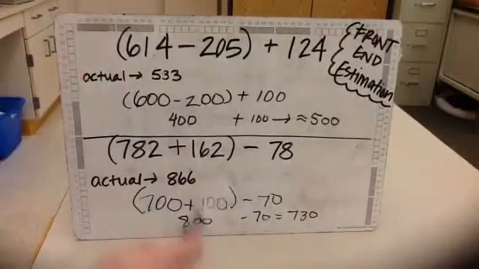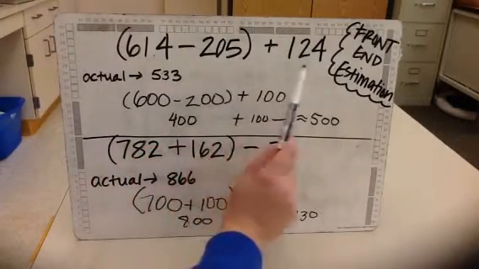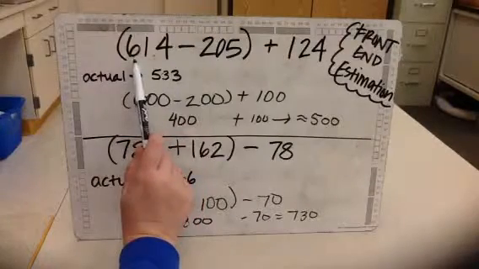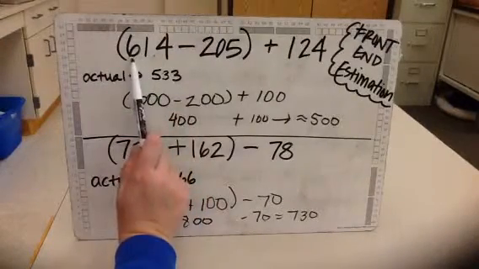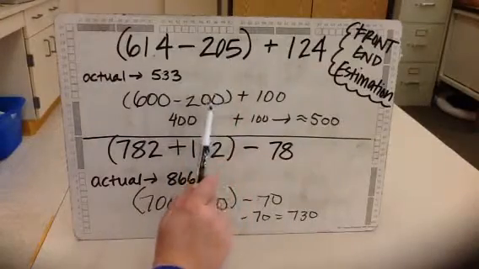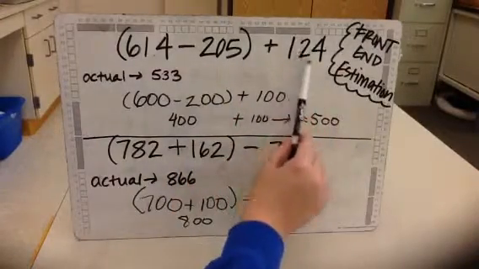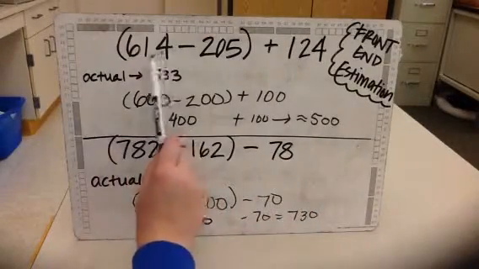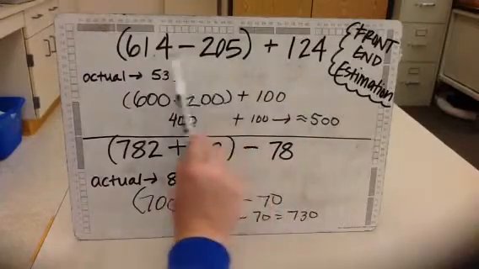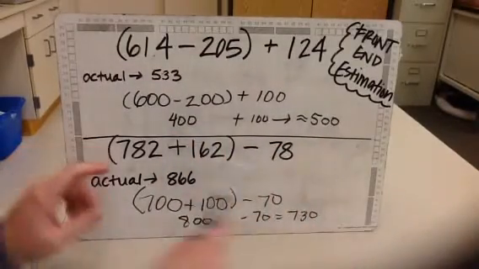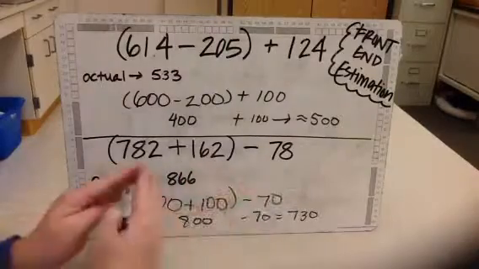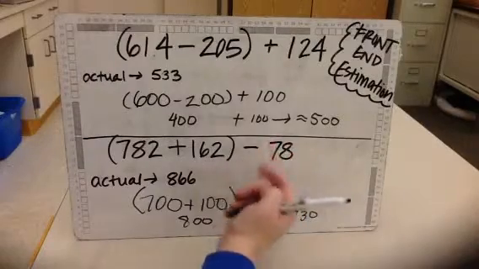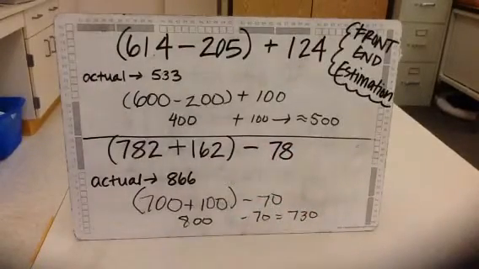Up here it worked better because the back end of the number, the rest of the number, really wasn't that far away from the front end. It's only 14 away from 600. It's only 5 away from 200. It's only 24 away from 100. So this worked better because the rest of the number wasn't really far off from the front end. These did not work because the rest of the number was so close to making a new 100 or so close to making a new 10 that it made our estimate unreasonable.